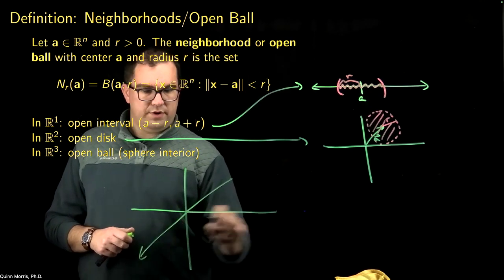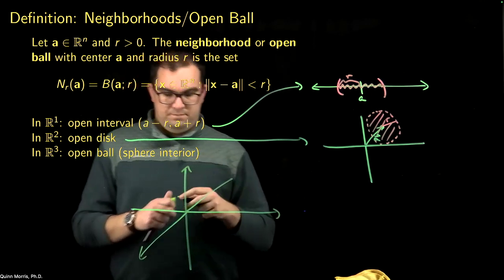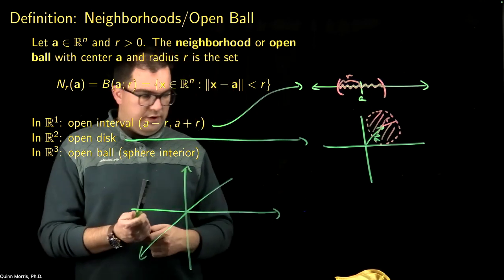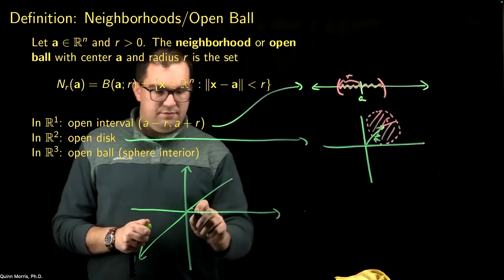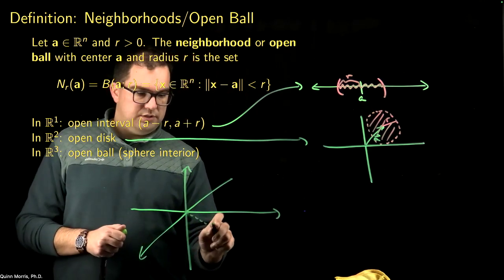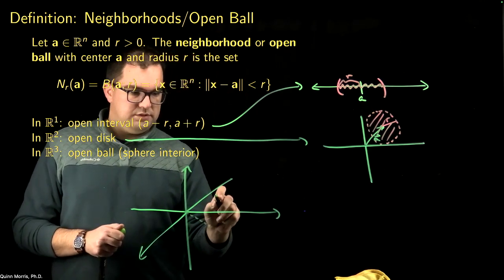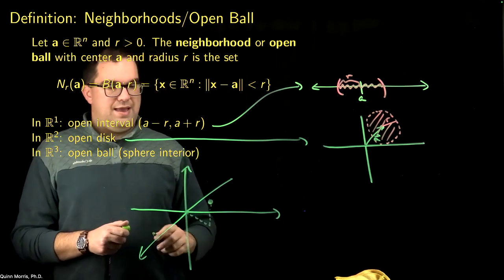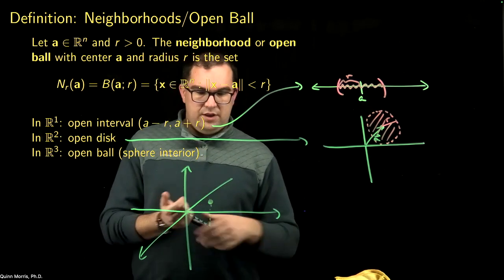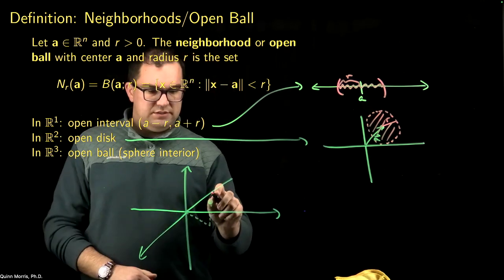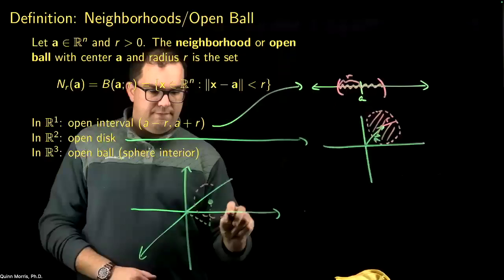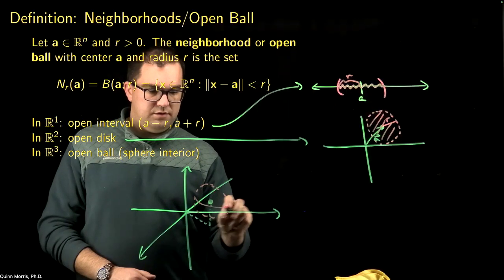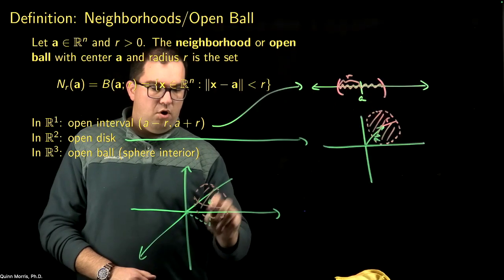So now I'm in R3, and I'm going to pick some point A. You can imagine it's sort of maybe sitting up here somewhere. So there's my point A. And now I look at all the x values that are distance R from that. This is actually going to give me some sort of ball.